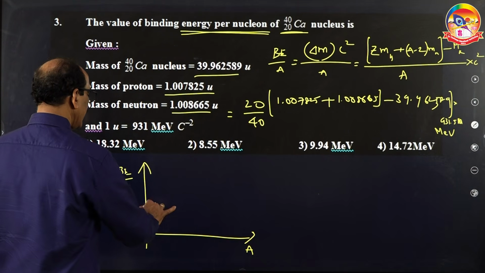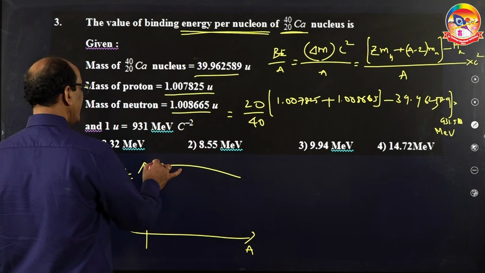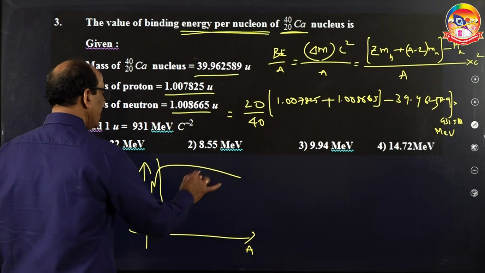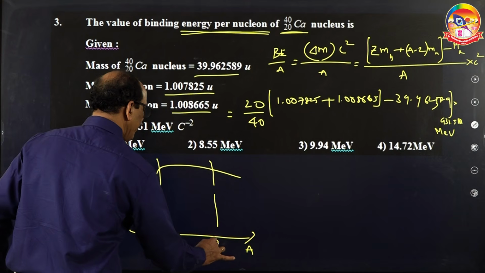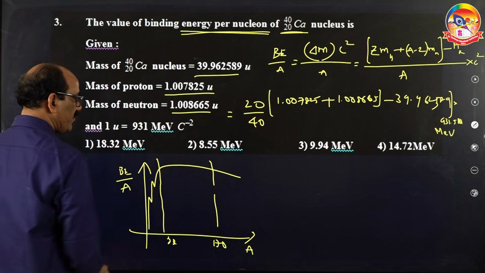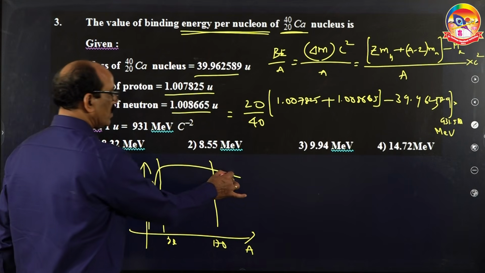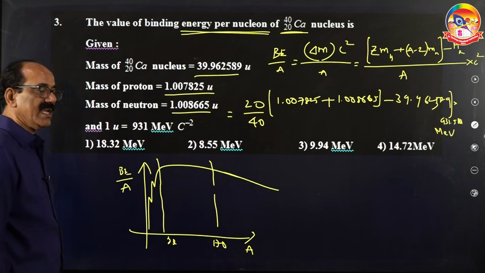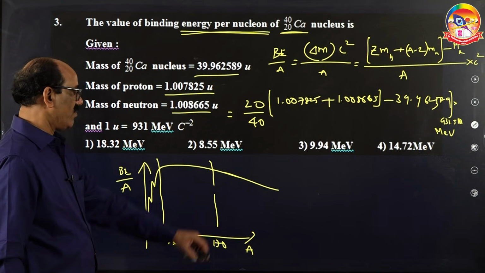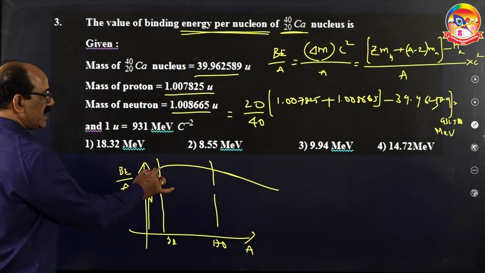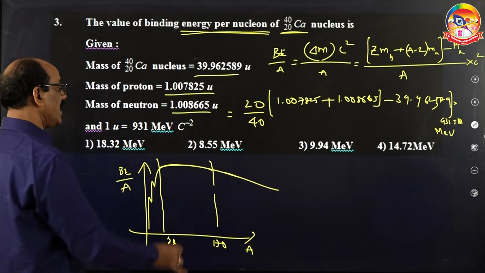So the curve is like this. It is fairly large for the nuclei with mass numbers 30 to 170, and it is small for nuclei with mass numbers less than 30, and it decreases, and it is less for the nuclei with mass numbers beyond 170. That is why here the average binding energy of the nuclei with 30 to 170 is fairly large.